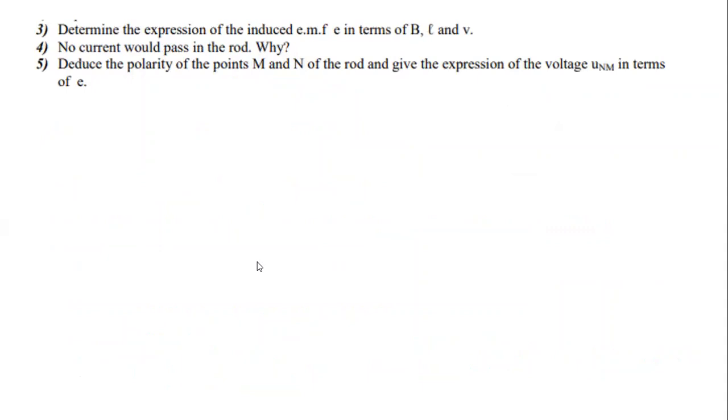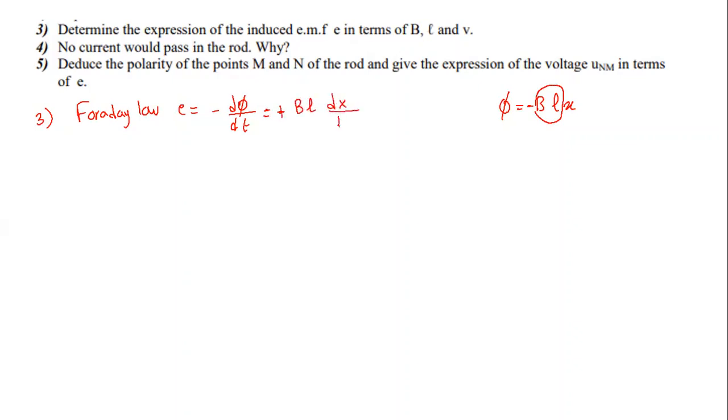Next question: determine the expression of the induced electromotive force in terms of B, L, and V. According to Faraday's law, E equals minus d phi over dt. We already said that phi equals minus B L times x. So E equals minus the derivative, but B and L are constant. So minus and minus gives plus, and we have B times L dx over dt. Dx over dt is what you call the speed. So it's B L times V. This is the electromotive force.